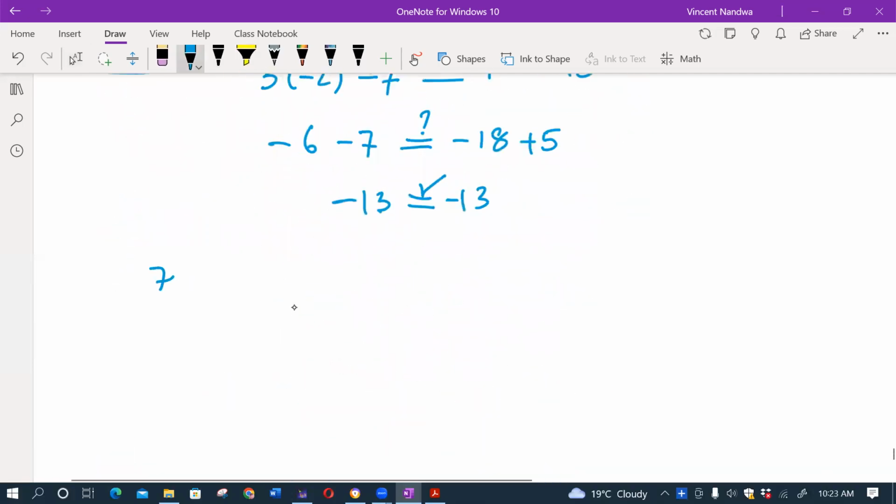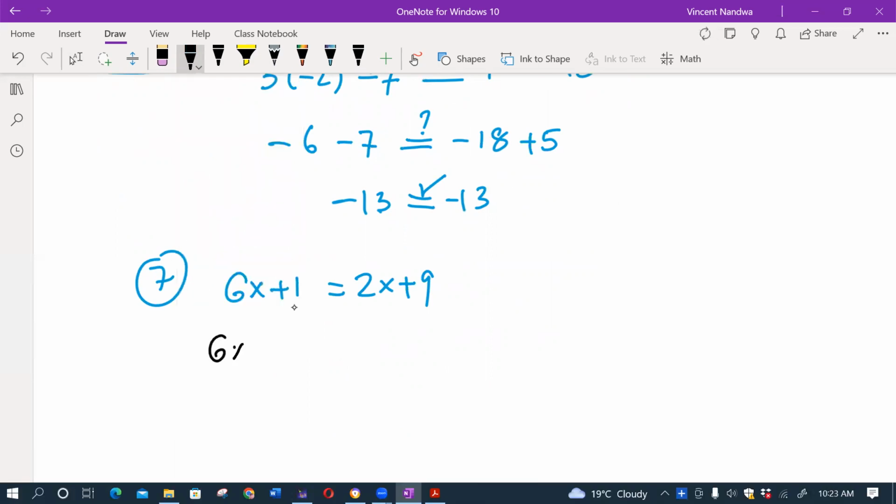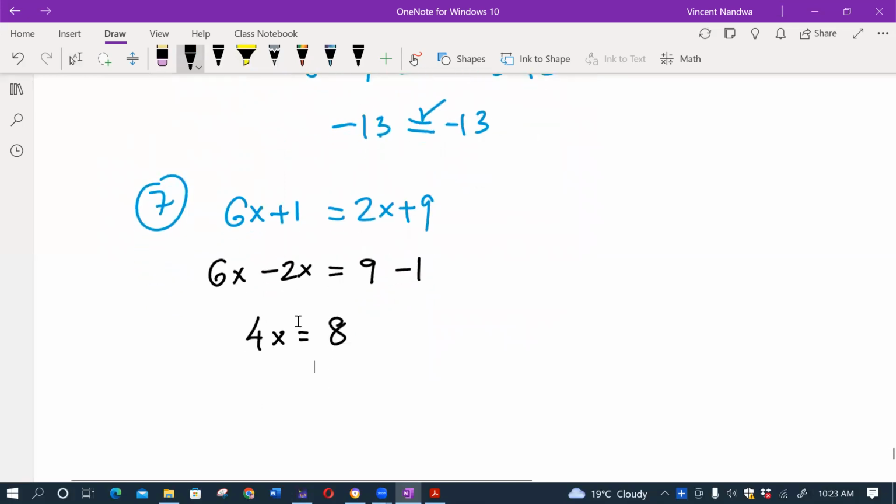Number 7, we have 6x plus 1 equals 2x plus 9. So collect like terms, and you have 6x minus 2x equals 9 minus 1. 6x minus 2x is 4x. 9 minus 1 is 8. And to get x, we simply have 4x divided by 4 equals 8 divided by 4. And it should be clear that x is going to be 2.